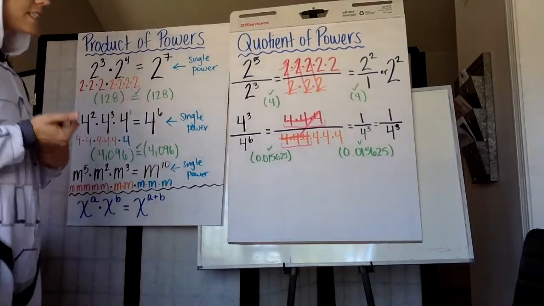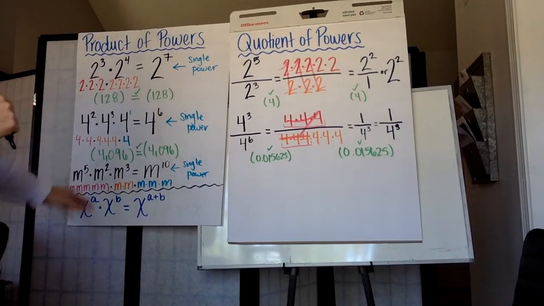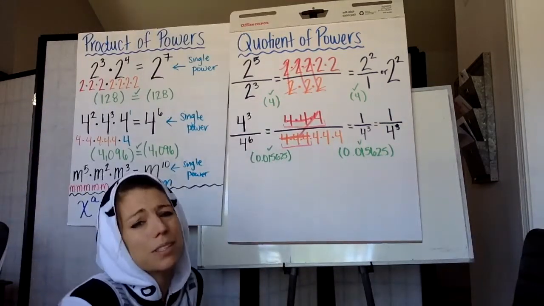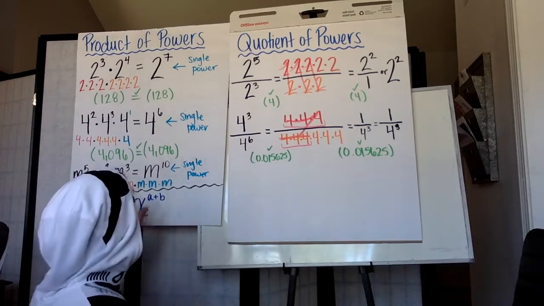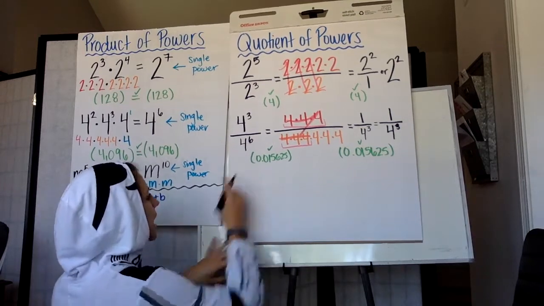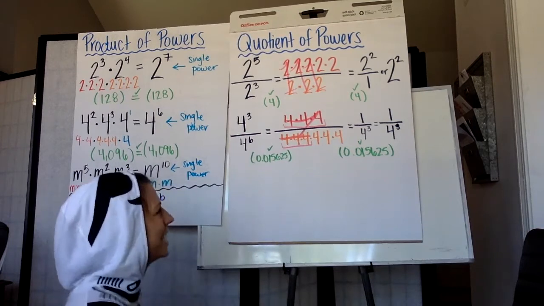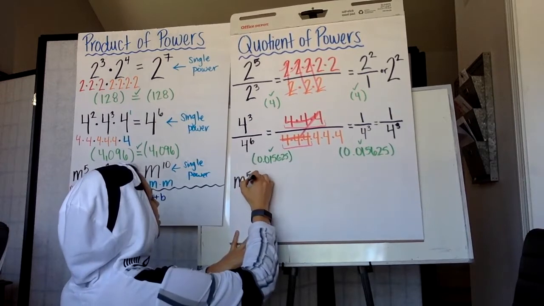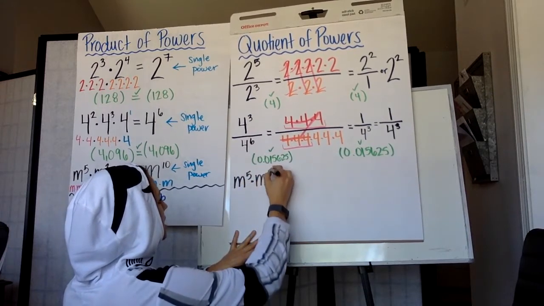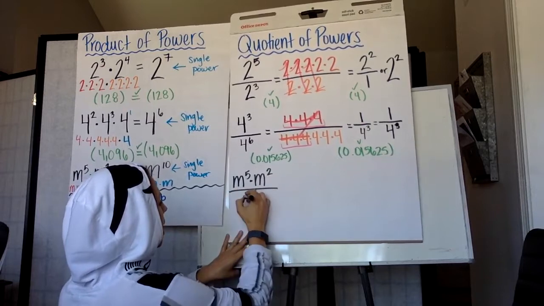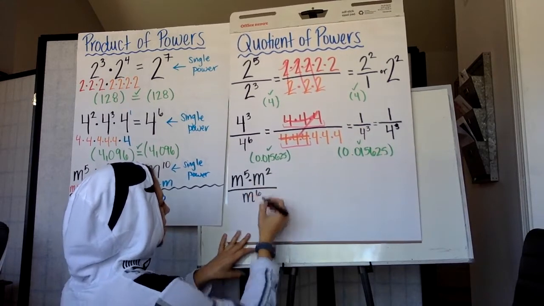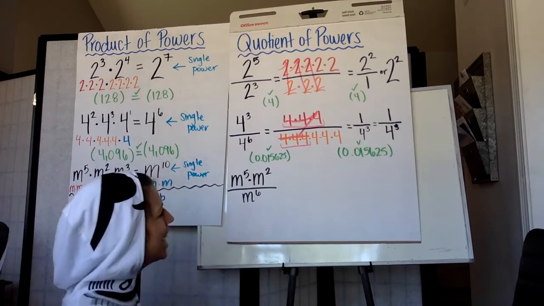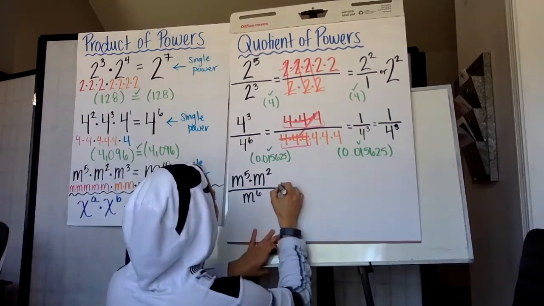Okay, let's look at one final example, and then that will allow us to hopefully make a rule. Because once we have a rule and a property, we don't have to do all this long work of writing things out. Let's use m's again. All right, let's say I have m to the 5th times m to the 2nd divided by m to the 6th. Did I throw in a power? Yes, I did. I got really excited. You know me, I love doing stuff like this.